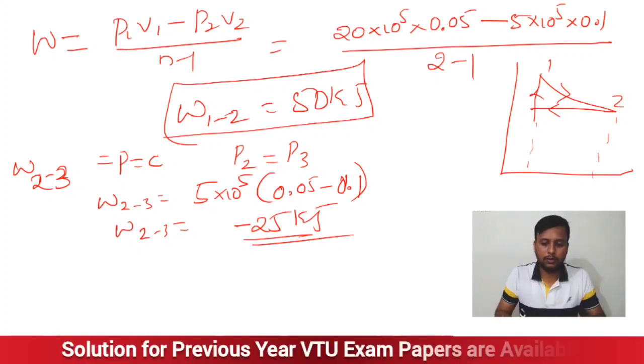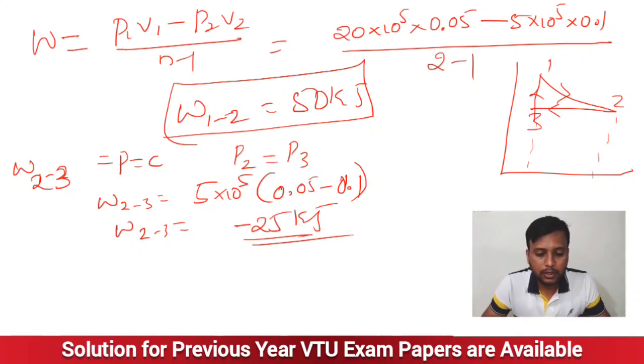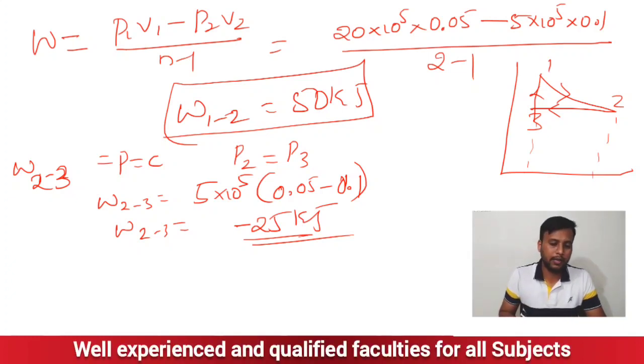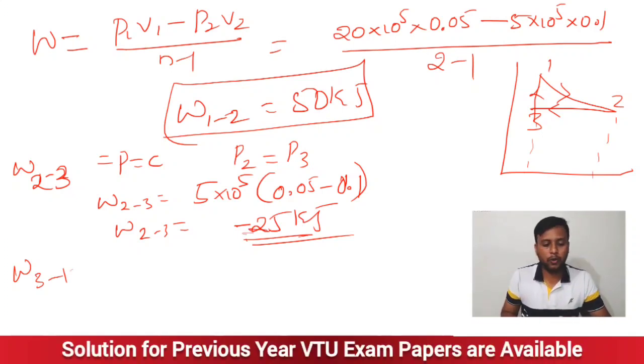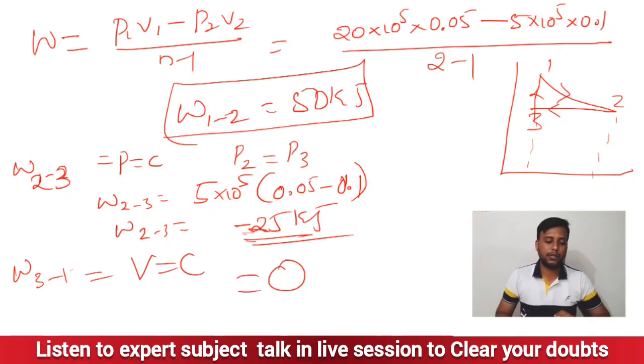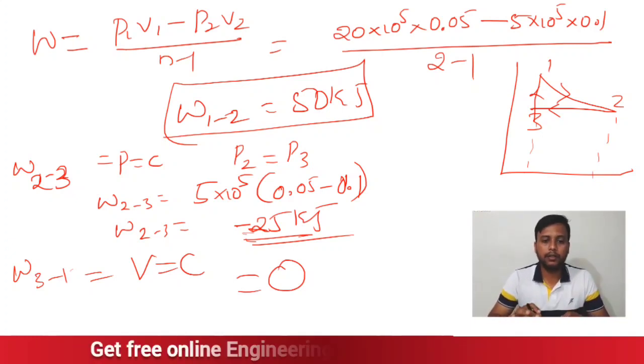This is the work done in a constant pressure process, between 2 to 3. Now what is the work done between 3 to 1? Since it is a constant volume process, V is equal to constant, and the work done in a constant volume process will be equal to 0. So there is no work done between 3 to 1.